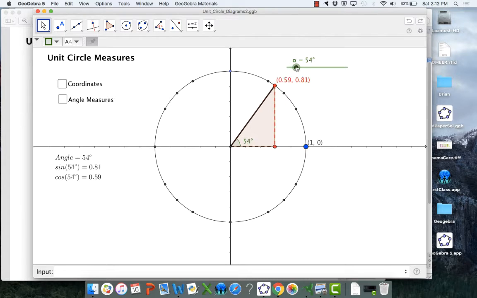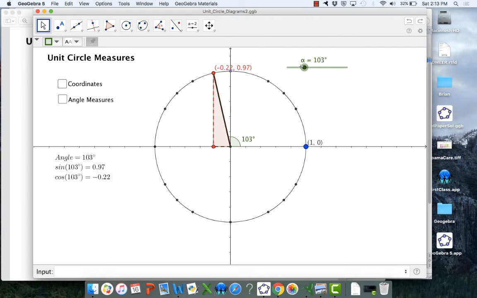As we continue this, we see that our sine value increases until we reach a point where it's exactly equal to 1, and our cosine is exactly equal to 0. So we no longer can construct a right triangle, but we can still measure our sine and cosine because we can look at the coordinates of the point that we are rotating.